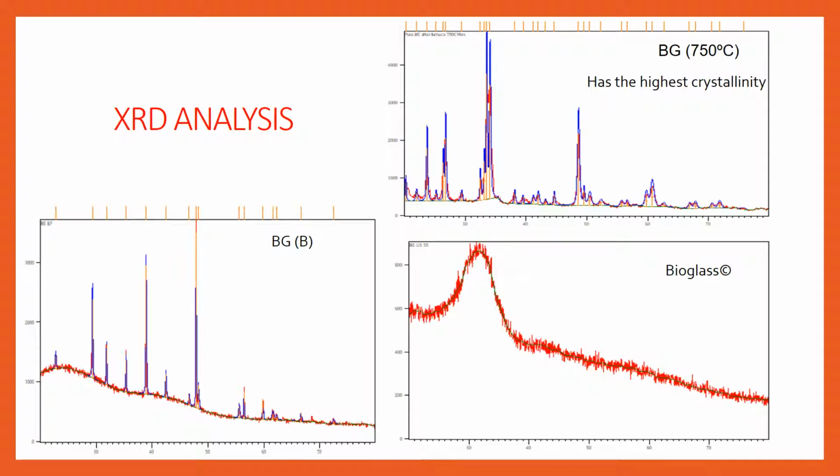According to the XRD analysis of the three samples, it was found that bioactive glass with a sintering temperature of 750 degrees Celsius had the highest crystallinity compared to the bioactive glass before sintering and the commercial bioactive glass, which was found to be amorphous.